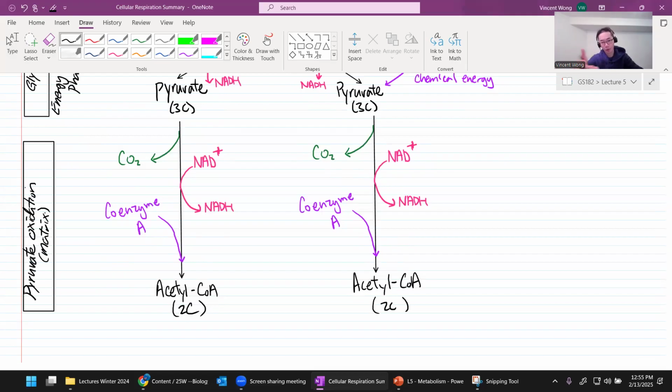I'm not going to ask you to draw these things on the test, okay? Don't worry. But you should have a good understanding of where the things are coming from and so on and so forth. It's called pyruvate oxidation because it loses electrons, actually, right? Oxidation means losing electrons, right? And because pyruvate is losing electrons, that's why we need the NAD plus to pick them up, right? To capture it. Does that make sense?